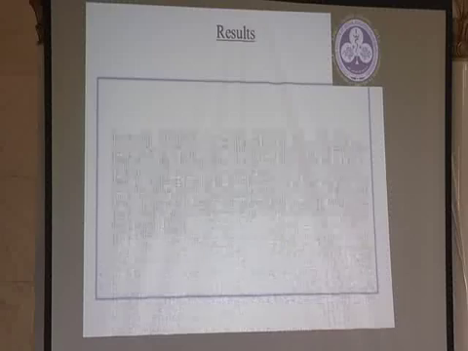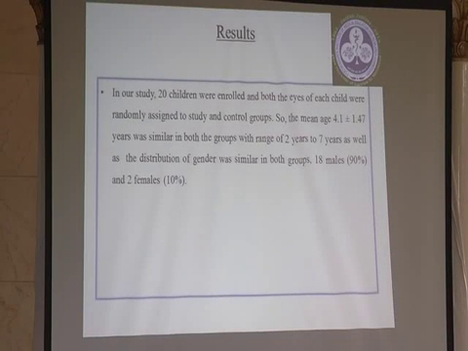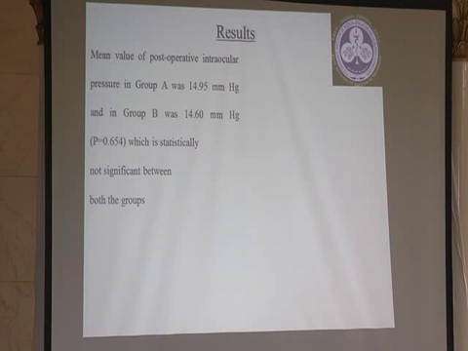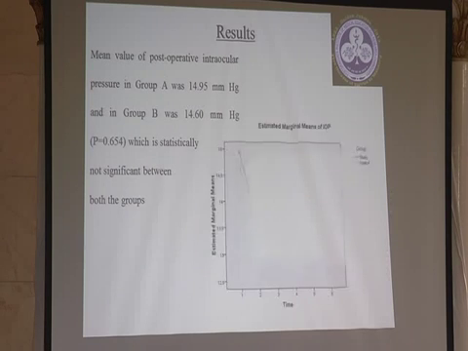Now coming to the results. In our study, because we had the same age group and the same children having bilateral cataract, the mean age was the same in both groups and the gender distribution was the same in both groups. The mean value of postoperative intraocular pressure was 14.95 mm Hg in group A and 14.60 in group B, which is not significant. As you can see in these graphs, there is hardly a difference between the two groups.